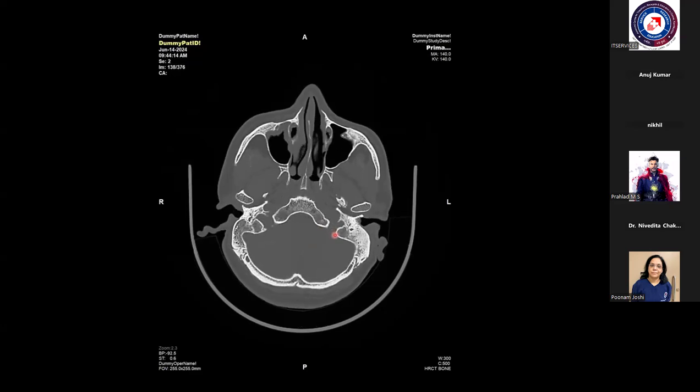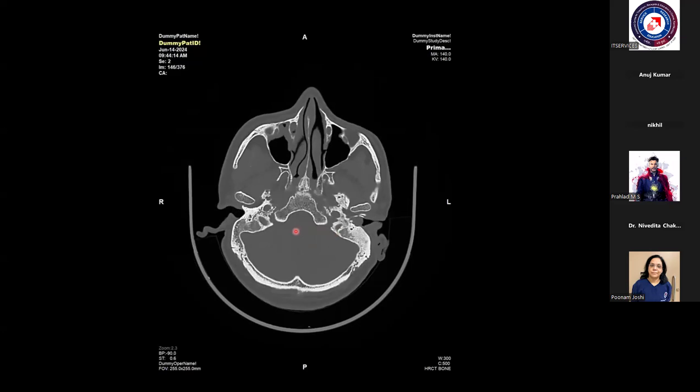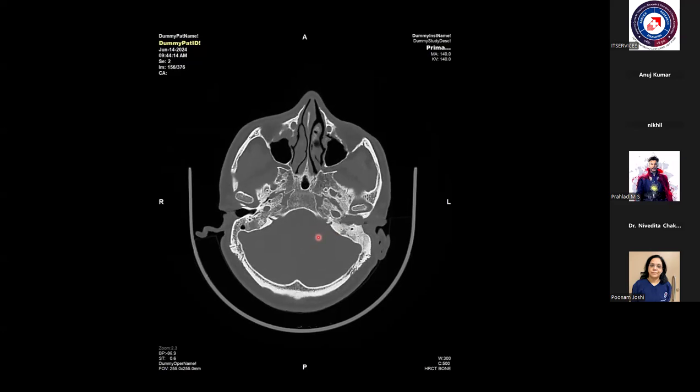Now again I am going above. Temporal bone we have seen. Now this is the sphenoid bone, which has the foramen ovale and the spinosum. You can see anteriorly is the foramen ovale. Posteriorly, this dot-like structure is the foramen spinosum. This is located in the greater wing of the sphenoid.